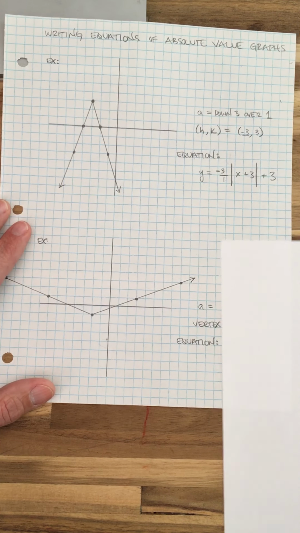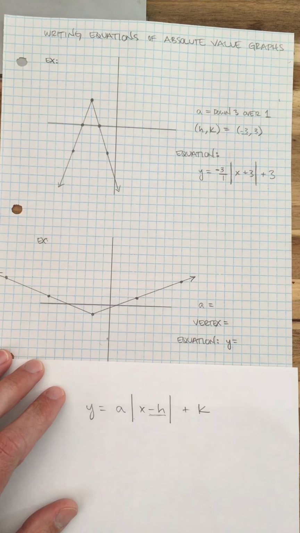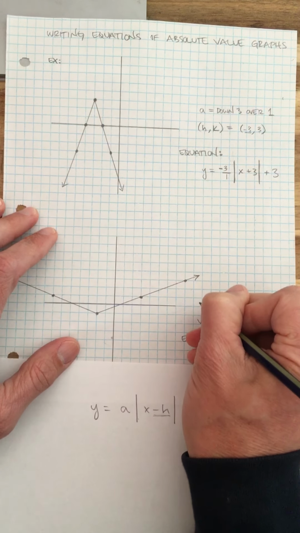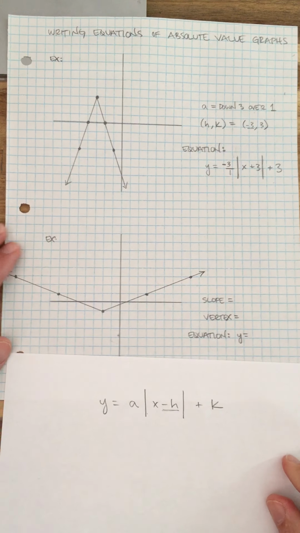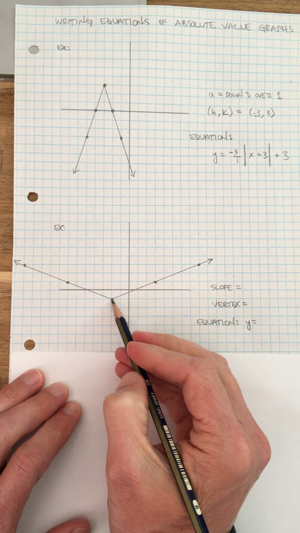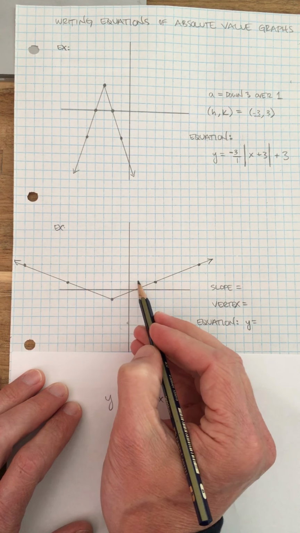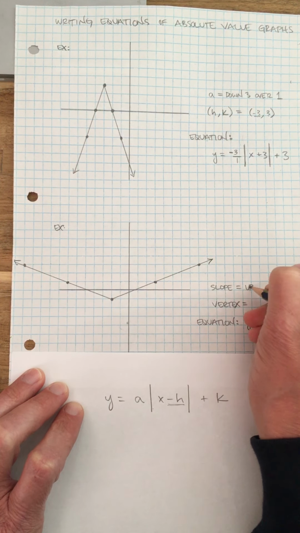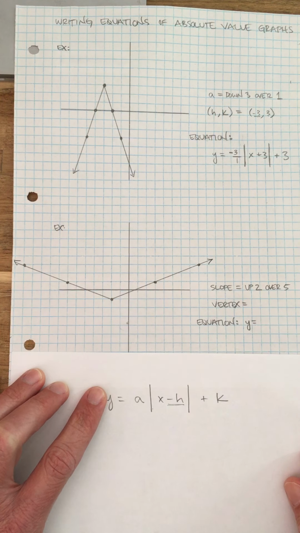We need just a couple things, don't we? Okay, we need the a value, which is the slope, right? Here, if you want, you can write slope instead of a. Okay, that'll maybe help you a little bit. Slope, okay? All right, so what is that slope? Well, start here at the vertex, and it goes up 1, 2, over 1, 2, 3, 4, 5. So it was up 2 over 5. Okay, so up 2 over 5.